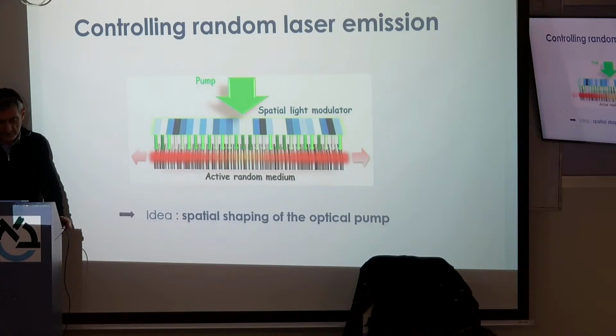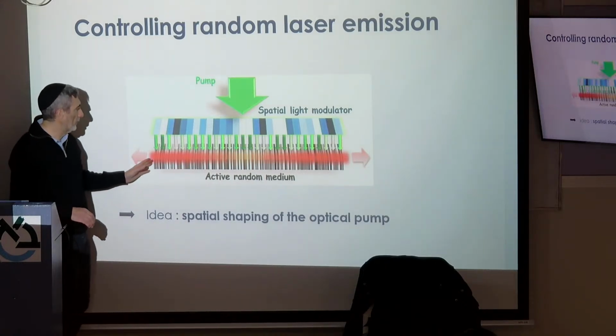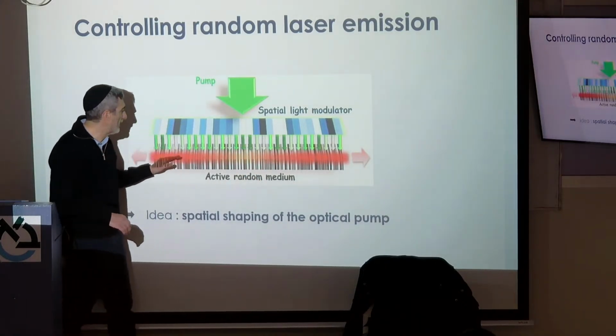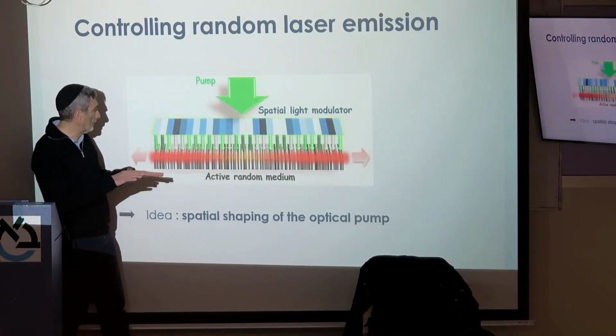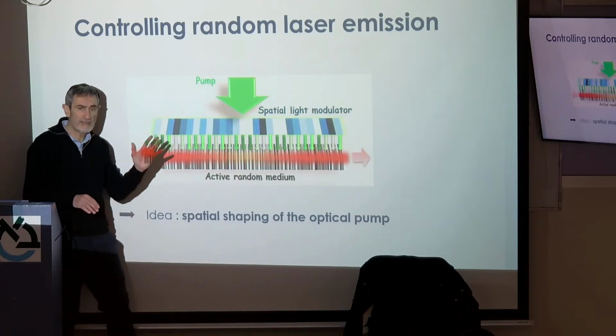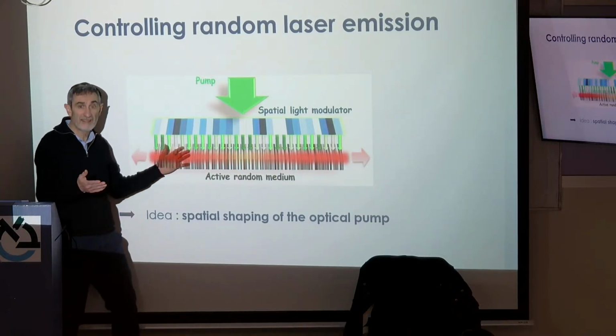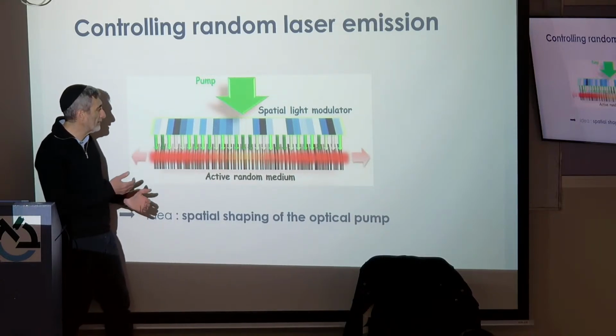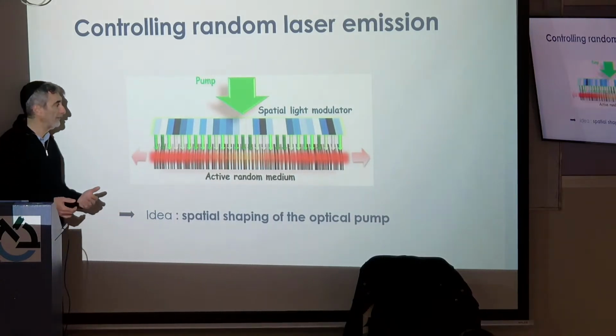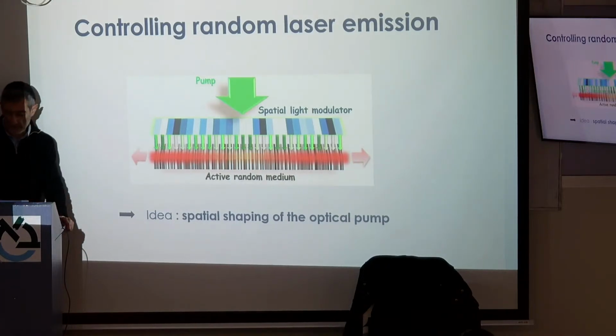Okay, so the idea is the following. You have a random structure here, you have gain, and you can pump the system as you want with different intensity. It's the same idea as wavefront shaping, but for gain. Actually, it's a gain shaping if you want.